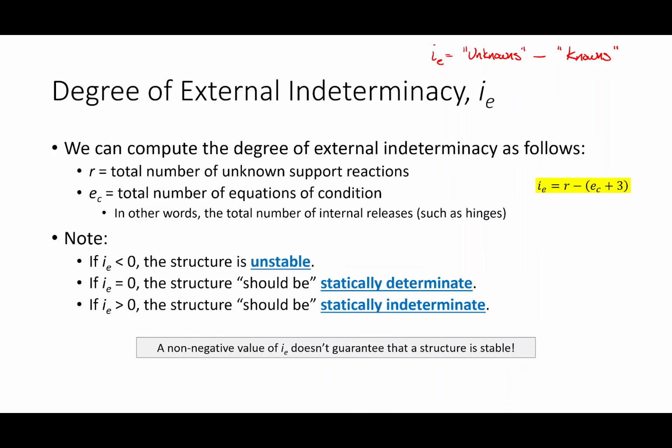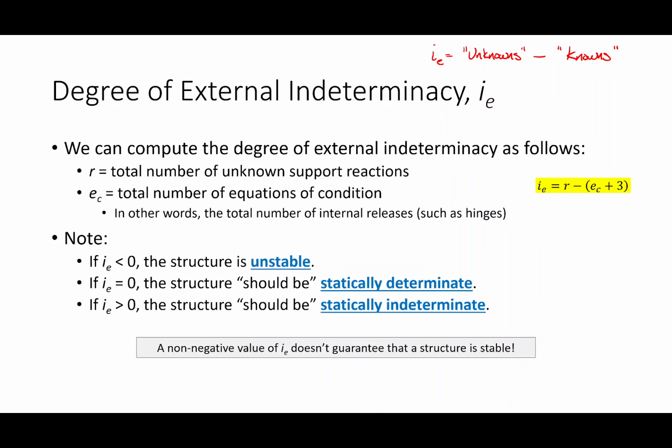Why 3? Why is the magic number 3? Why isn't it 47? Why is it 3? Is that how many equations we have? Exactly, that's how many equations of equilibrium we have. Sum of forces in the x direction, sum of forces in the y direction, sum of moments. I'm also throwing this term in here, E_c.